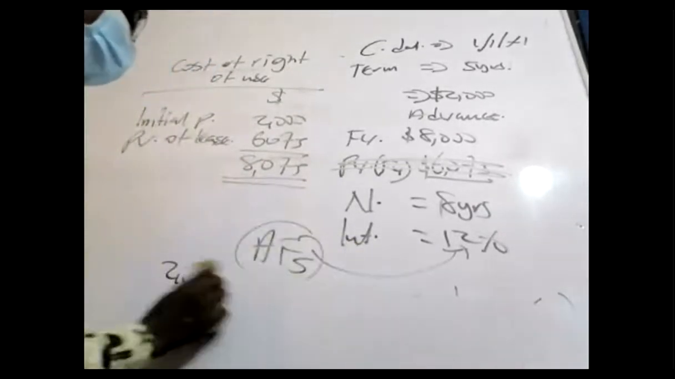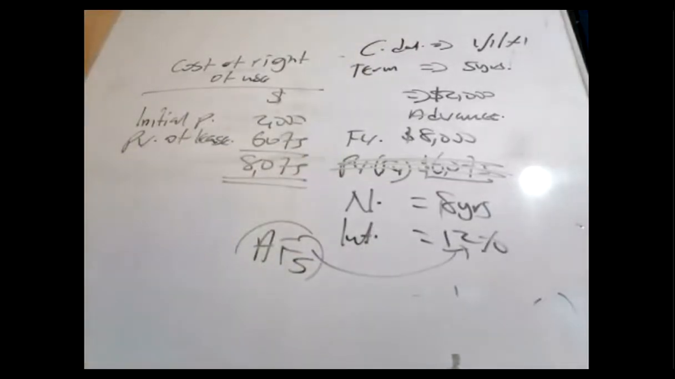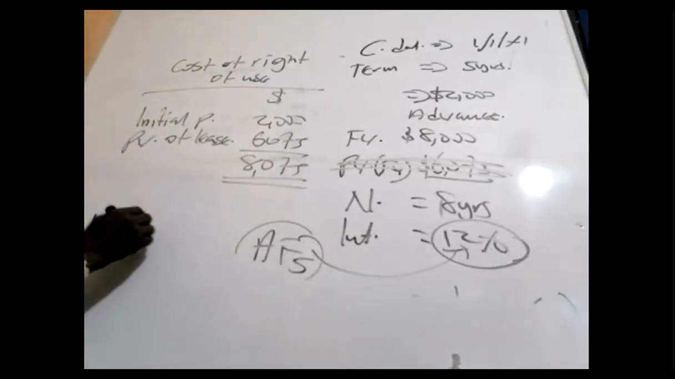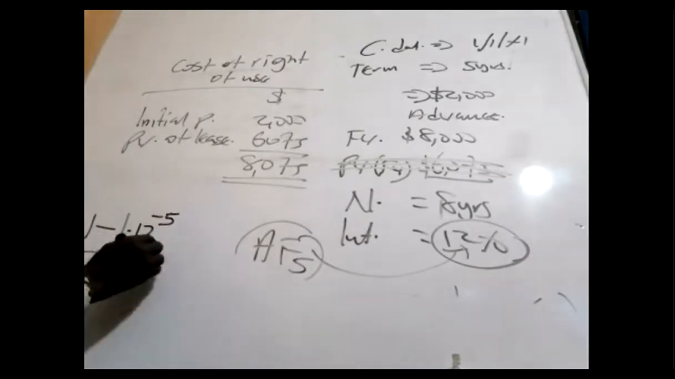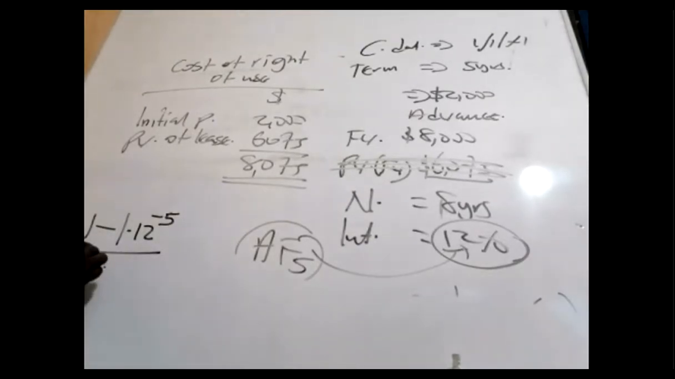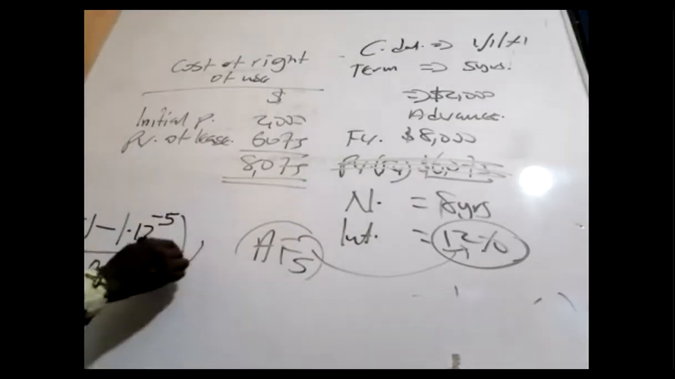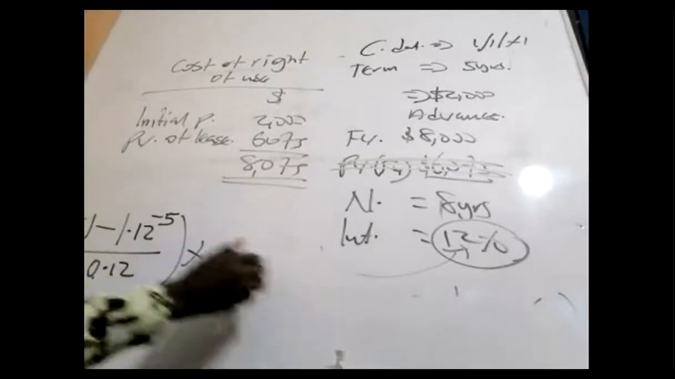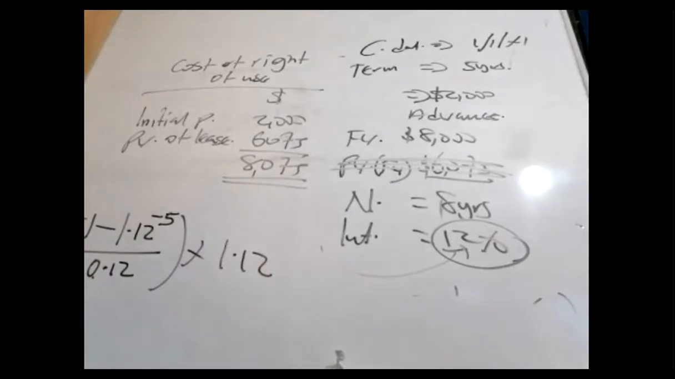Now I'm going to produce one discount factor that will help us get this 8,075. Let's see. That is 1. What's the cost of capital? 12%. So 1.12 to the power of minus 5, because 5 years. All this divided by 0.12. This times 1.12 because it's in advance.